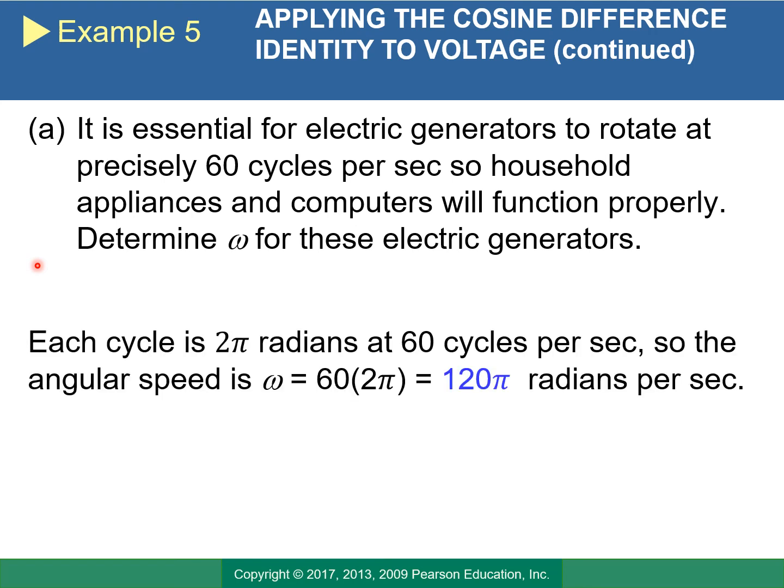Each cycle is 2 pi radians, and if you think about it, that's because a full rotation is 2 pi radians. And with 60 cycles per second, our angular speed is going to be 60, that's our cycles per second, times our radian value, our angle, 2 pi. So we get omega is 120 pi radians per second.